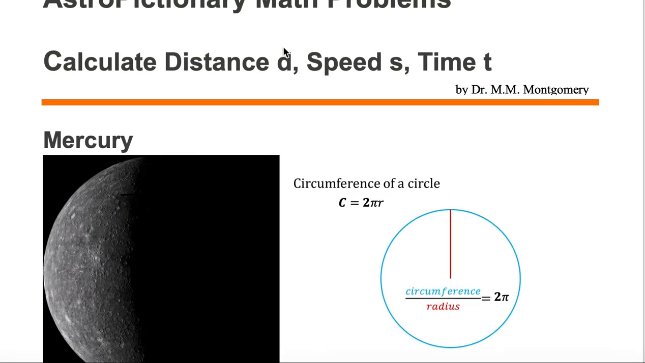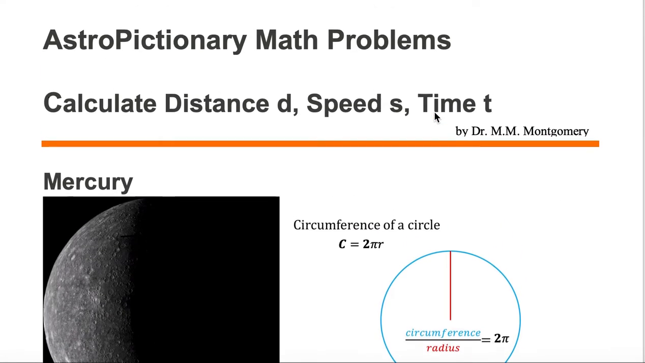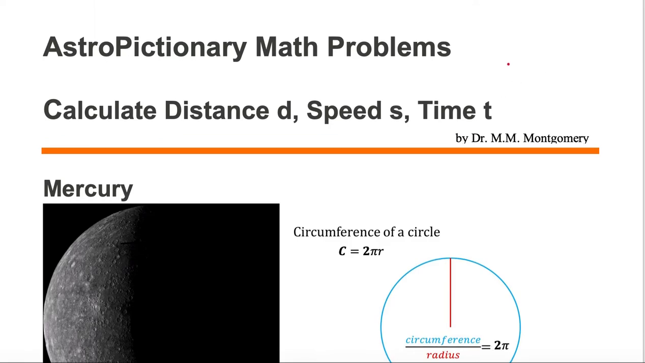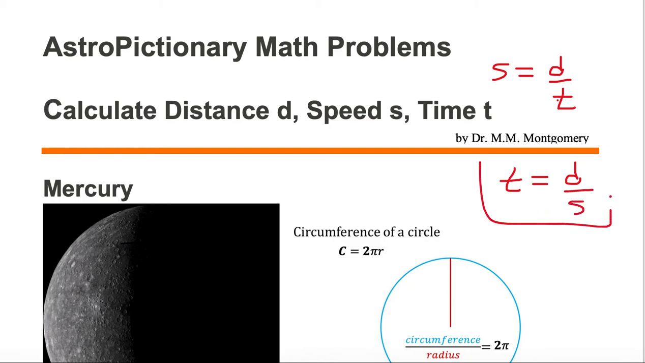So we have a relationship here between distance, speed, and time. Speed, s, is equal to the distance divided by the time. Now we just happen to be given speed and we're given some part to calculate the distance. So we need to solve this for time. So time is just the same thing as distance divided by speed. So that's the equation that we're going to use.